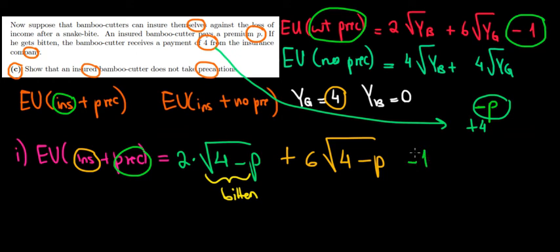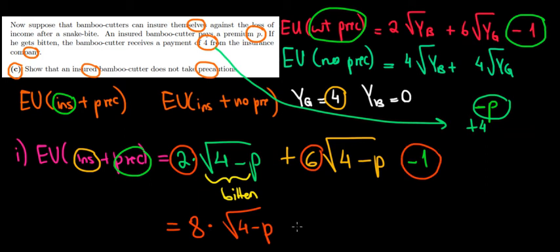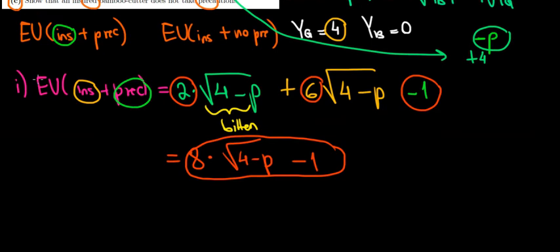Now, if we solve the math over here, what do we have? Well, we have an addition of the same terms, square root of 4 minus P, and the coefficients are 2 and 6, meaning that we can add 2 plus 6. So we will get as a result 8 times this common term, which is square root of 4 minus P, and then minus the loss in utility, minus 1. That would be the expected utility of taking the insurance and also taking precautions. Now, we're going to do the second case. What if we take insurance but we do not take precautions? So let's see what would be the result in there.